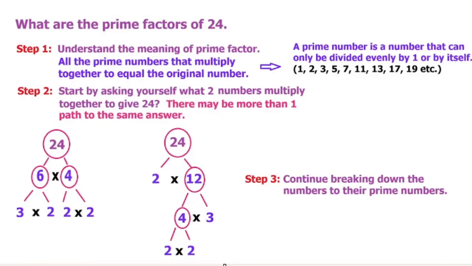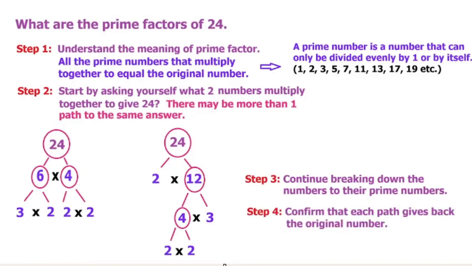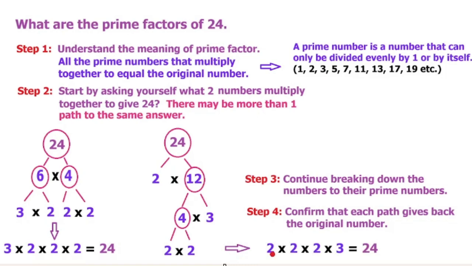So confirm that each path gives back the original number. Let's do that. For this one, we just multiply these prime numbers back together: 3 times 2 times 2 times 2 equals 24. Now let's confirm the other one: 2 times 2 times 2 times 3 equals 24. And it gives the exact same answer. You get the exact same prime numbers. And that's prime factorization. It's very simple.